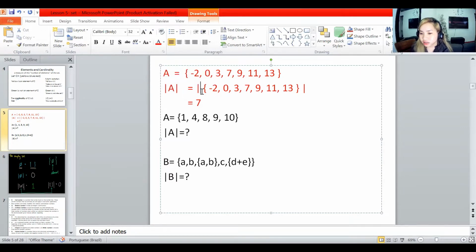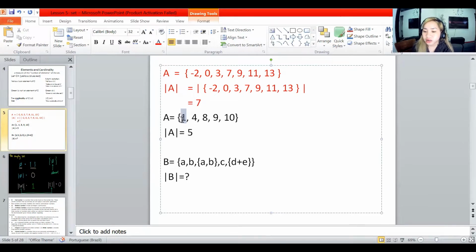So, nilagay natin yung elements dito sa loob nito. So, the cardinality of set A is equal to 7 daw po. So, bilangin natin. 1, 2, 3, 4, 5, 6, 7. So, the cardinality of this set is 7 daw po. Another one, set A is equal to 1, 4, 8, 9, 10. Tanggalin natin to. So, ano daw po yung cardinality ng A? So, bilangin ulit natin. 1, 2, 3, 4, 5 elements inside set A. So, ang answer dyan is 5.